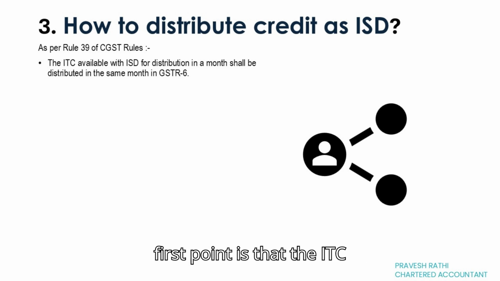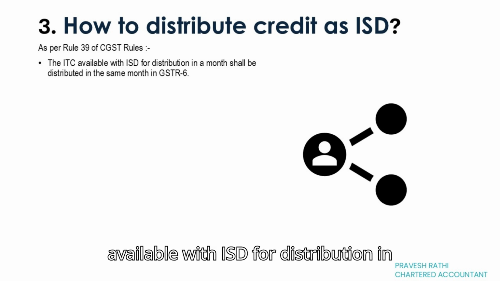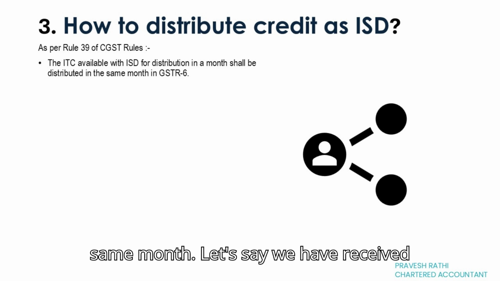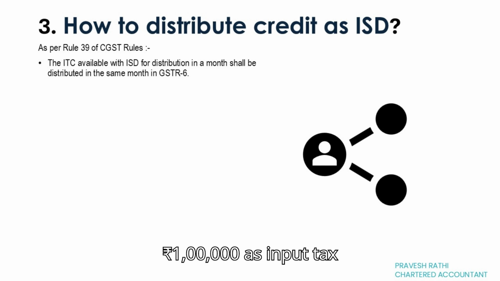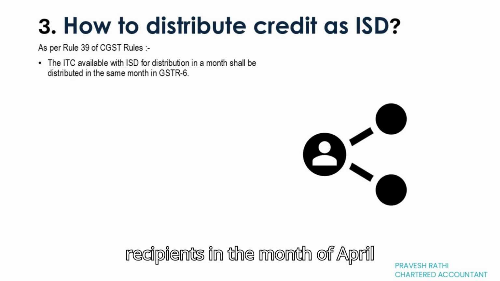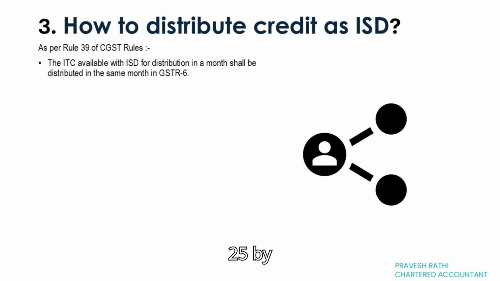The first point is that the ITC available with ISD for distribution in a month shall be distributed in the same month. Let's say we have received 1 lakh rupees as input tax credit in the month of April 25, then the ISD needs to distribute that credit of 1 lakh rupees to different recipients in the month of April 25 by filing GSTR 6.